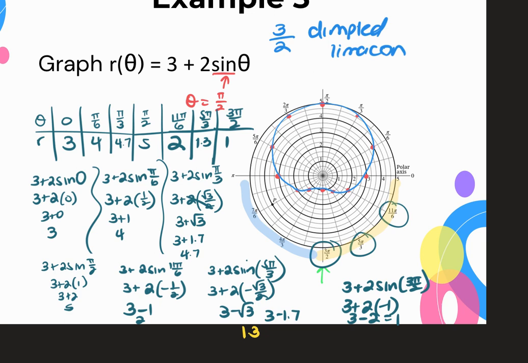or would repeat. So if I kept going beyond, if I plugged in all these points from 0 to 2 pi, I get this natural shape. If I continue, what's going to happen to my points?